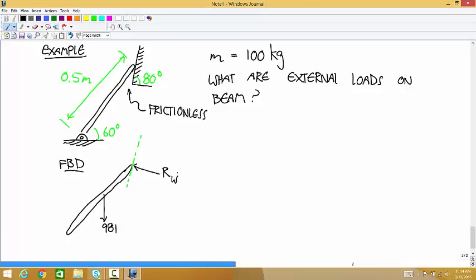I'll call that RW, our wall. Yep. 80 degrees on the wall, is that from the horizontal? That's supposed to be horizontal. It doesn't look very horizontal.